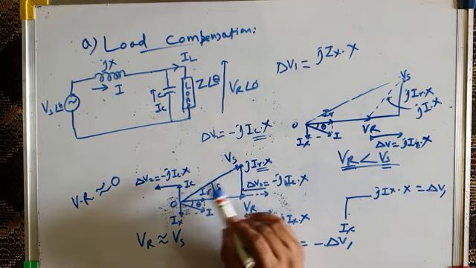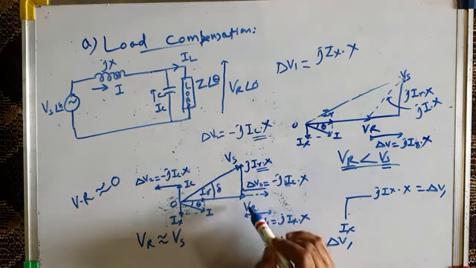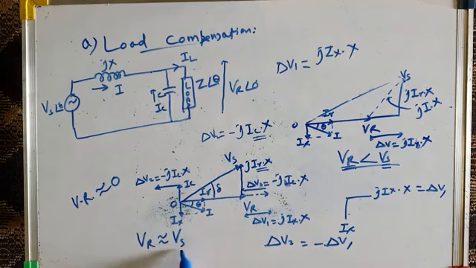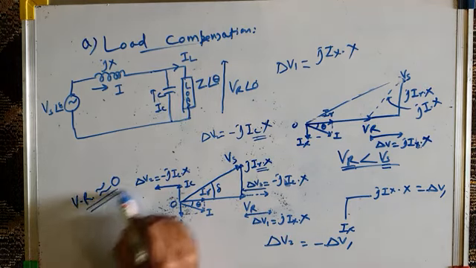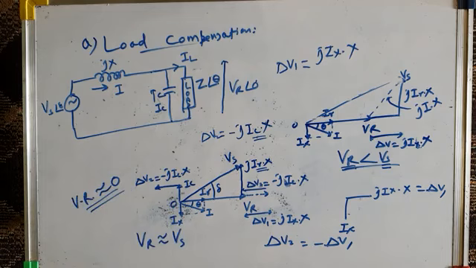It is at 90 degrees. So this is your Vs. So Vs is very nearly equal to Vr, or Vr is very nearly equal to Vs. So that improves the voltage regulation of the transmission line. So this shows why we need compensation.